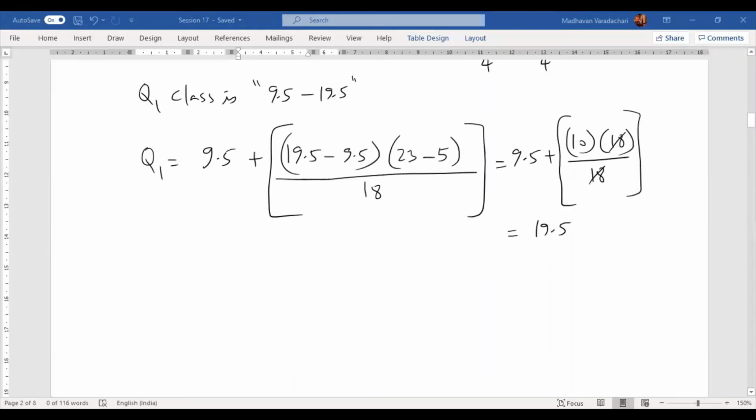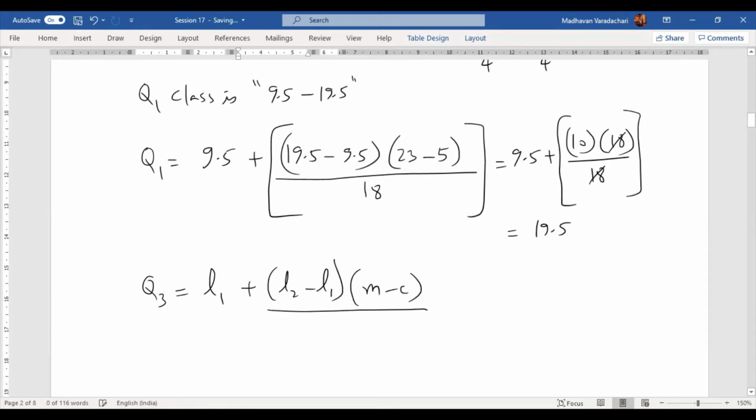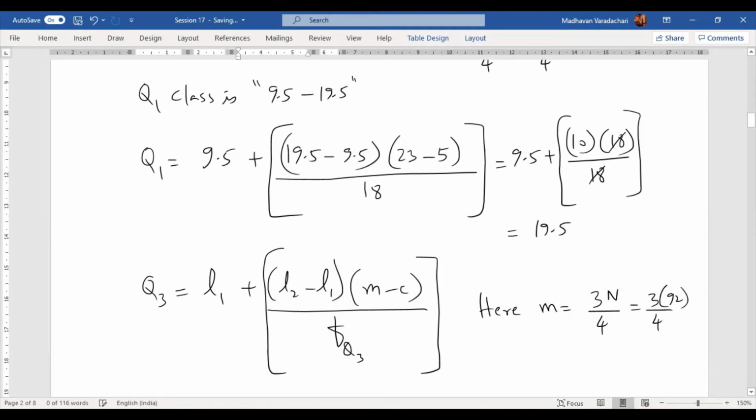Now quartile 3, similar formula: L1 plus (L2 minus L1) into (M minus C) divided by the frequency of the quartile 3 class. And here M is 3/4 of N, which means 3 by 4 times 92. So how much is it? 92 into 0.75, I can say it is 69.